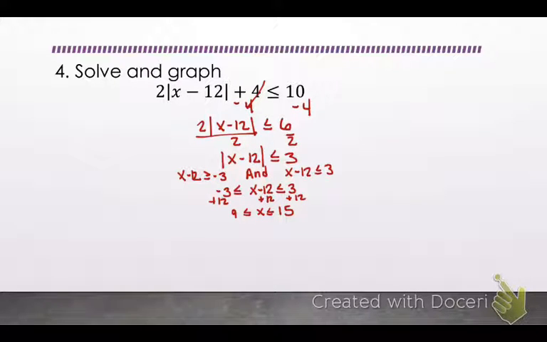Now I graph this. I just counted by 3s on my number line, 9, 12, 15, 18. This time it will be a closed circle on 15, closed circle on 9, and we have to shade where our two graphs intersect, which is in between.